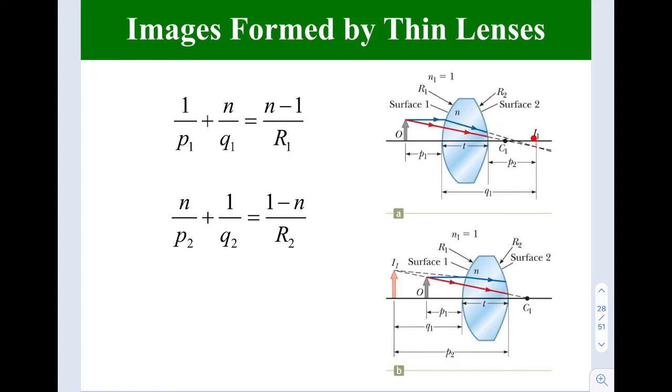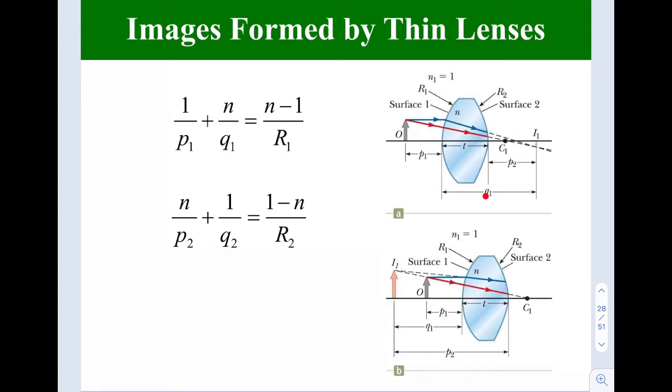To express p2 as an object distance for optical purposes, it must be negative according to table 35.2. Therefore, for optical purposes, we see that p2 is equal to negative of q1 minus t. Not only q1 minus t, but it must be negative q1 plus t.